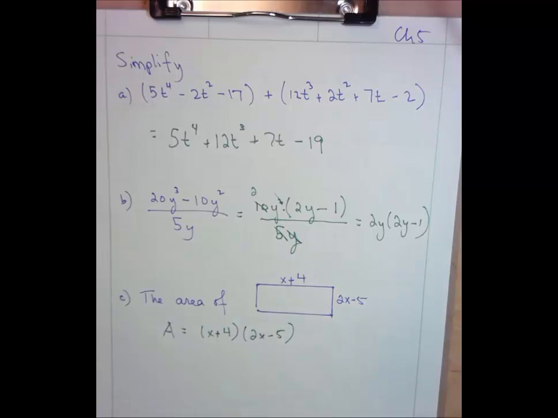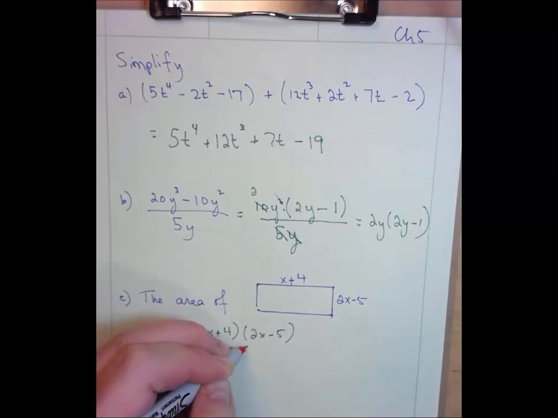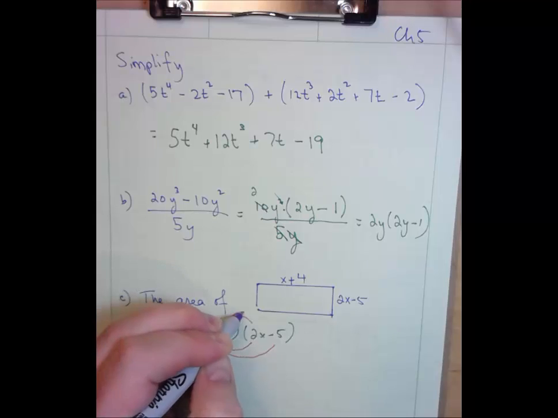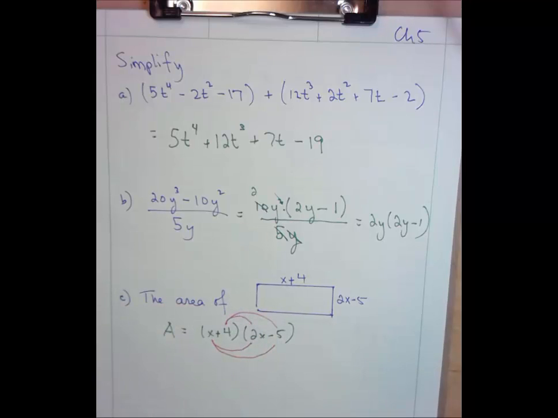And so when we multiply this out, you have to remember that everything in these parentheses has to multiply against everything in those parentheses. So just find all of the potential pairs. So this x will multiply that 2x and that negative 5. And this 4 will multiply that 2x and that negative 5. So there's going to be 4 terms when we multiply this out.